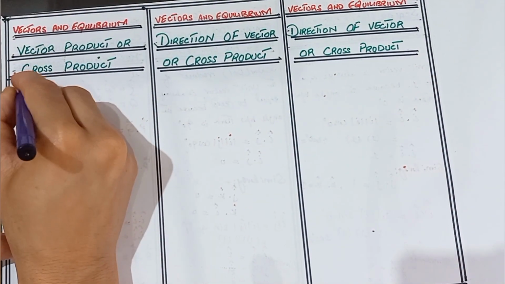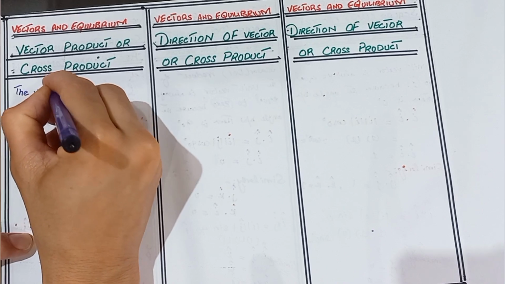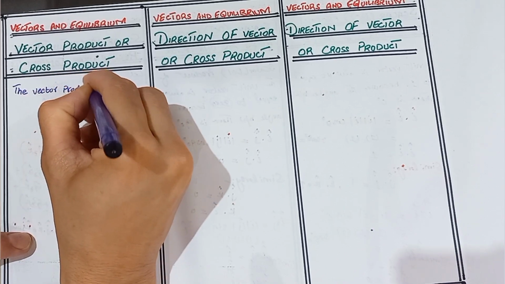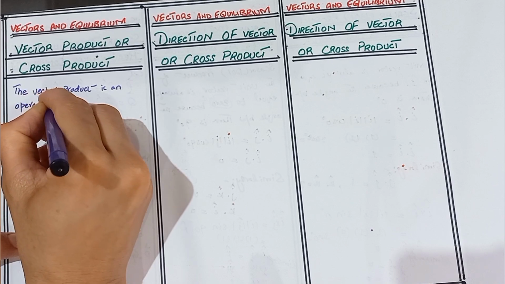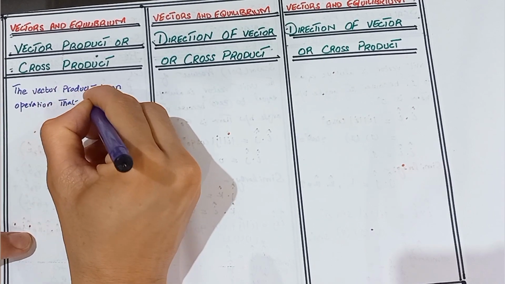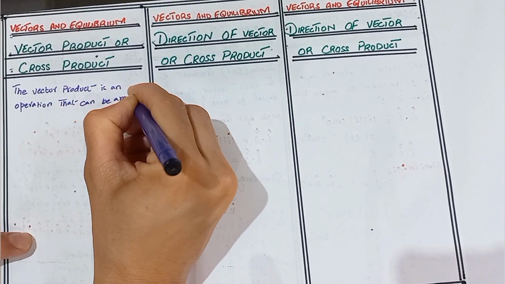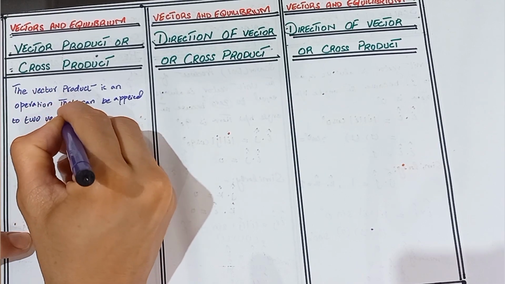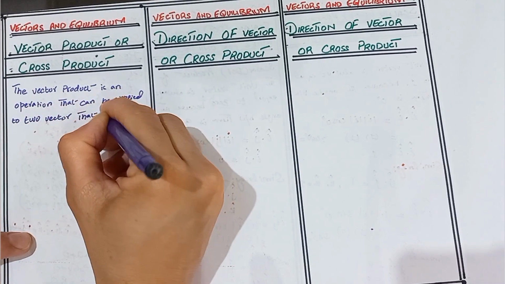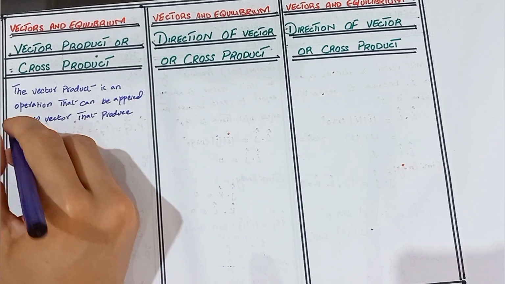Today we discuss the topic that is the vector product or cross product. The vector product is an operation that can be applied to two vectors that produce another vector.